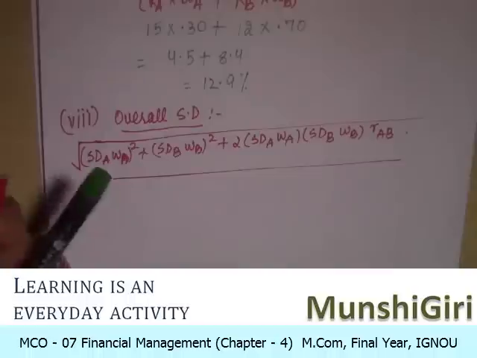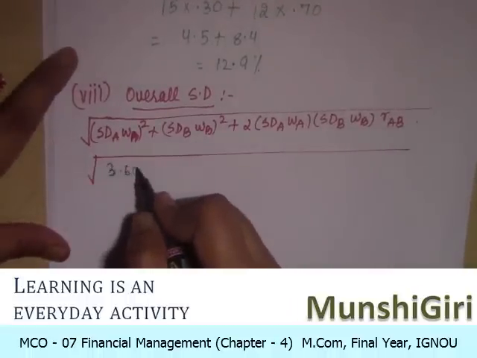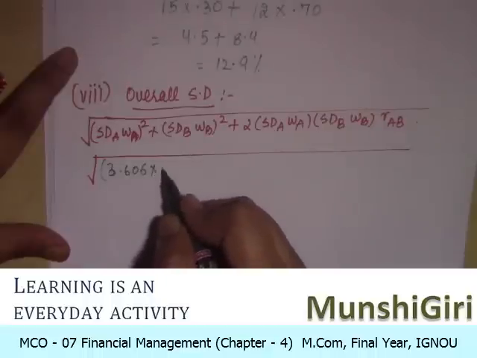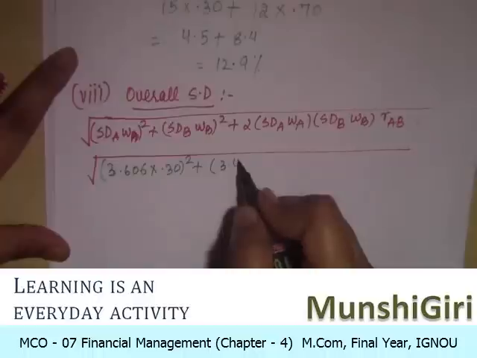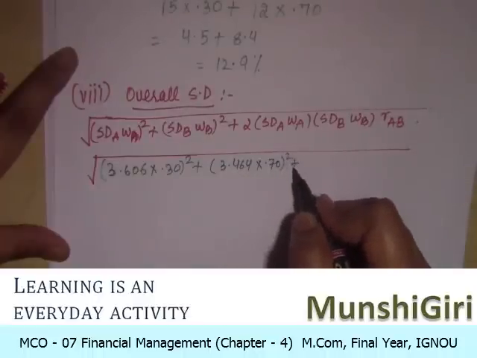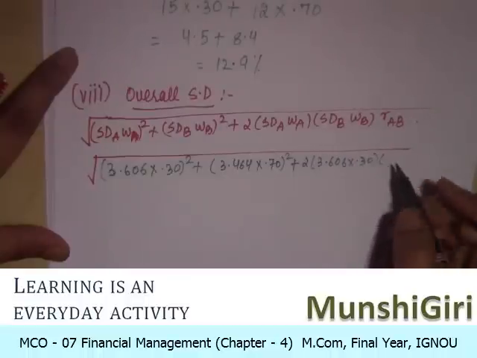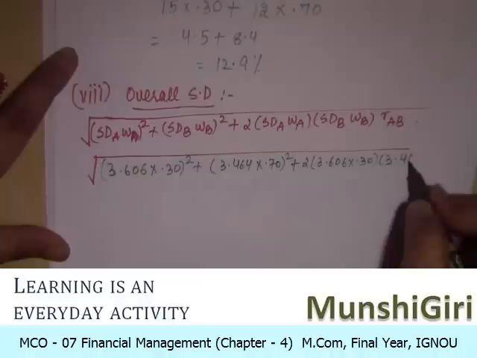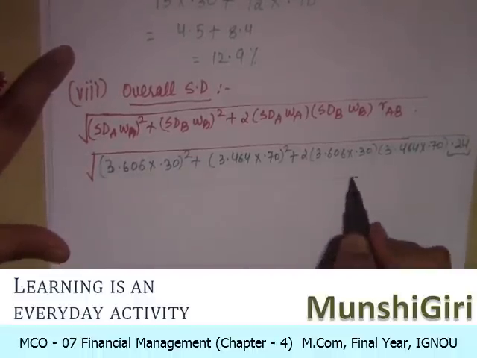Just put the values. Standard deviation of A is 3.606 into weight of A is 0.30 square, plus standard deviation of B is 3.464 into 0.70, plus twice of 3.606 into 0.30 into 3.464 into 0.70, and this is to be multiplied by 0.24. This is the correlation. So solve this.